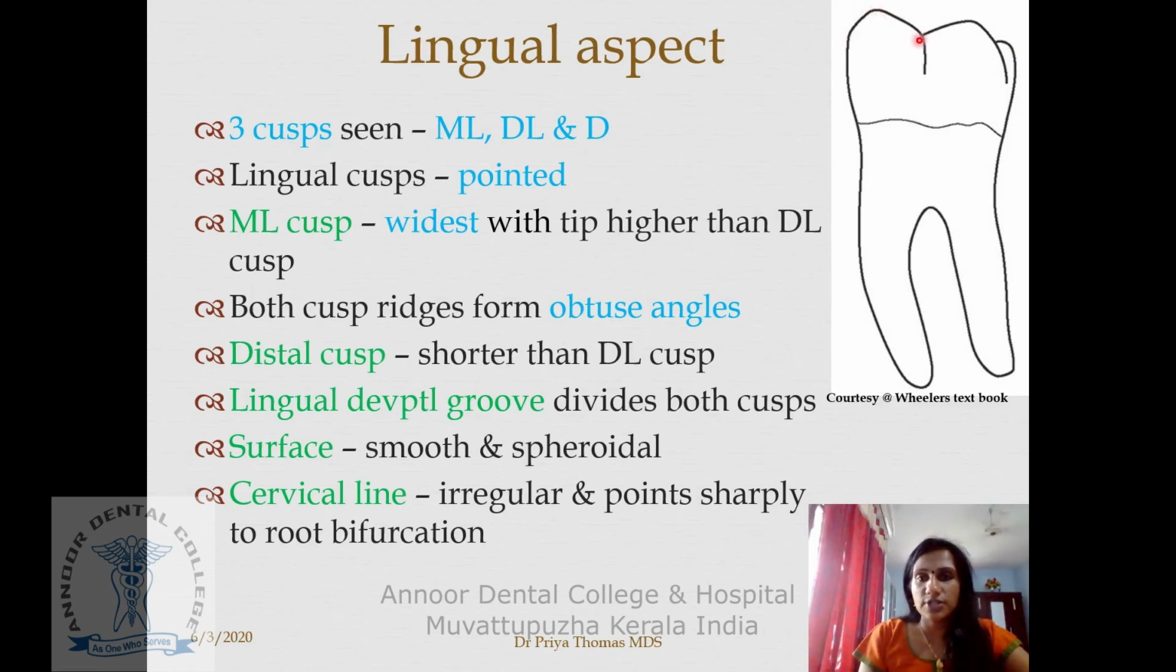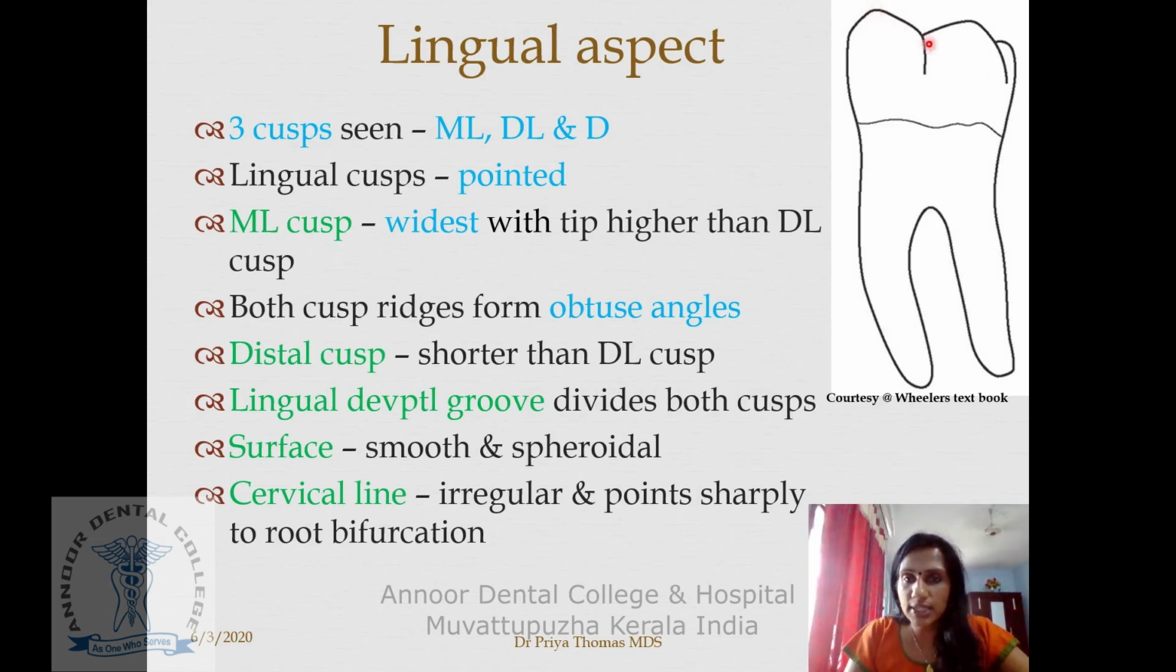Now, compare the difference between the cuspal ridges or the slopes on your buccal aspect and on your lingual aspect. Here, these cusps have slopes, or the cuspal ridges are placed at an angle towards each other. They are more pointed and sharper. This is your mesiolingual cusp. It is wider and the tip of the cusp is much higher than your distolingual cusp. The tip of this cusp is placed at a much greater height than your distolingual cusp.